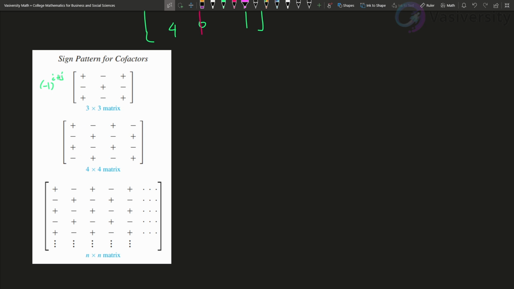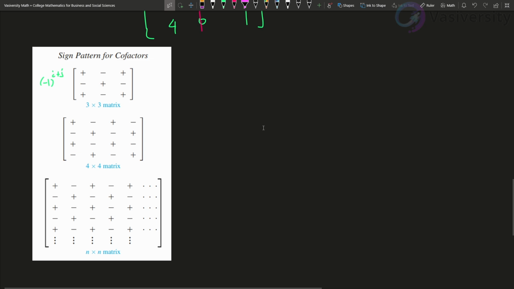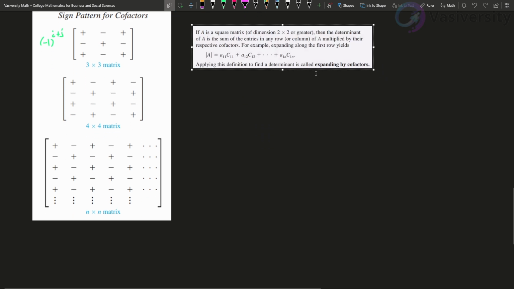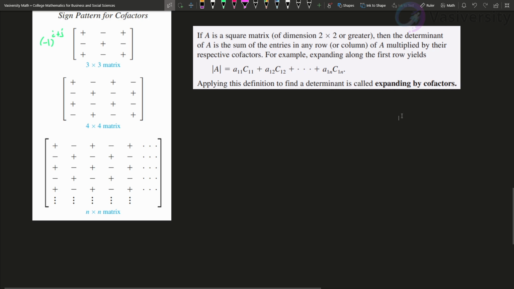Okay, so why do we need a cofactor? A cofactor is essentially helping us to reduce big matrices, such as a 3 by 3 or 4 by 4, into smaller matrices and find the determinants. So if A is a square matrix of dimension 2 by 2 or greater, then the determinant of A is the sum of the entries in any row or column of A multiplied by their respective cofactors. For example, expanding along the first row yields A11 C11 plus A12 C12 and so on up to A1n times C1n. We can apply this definition to find the determinant, and it's called expanding by cofactors.